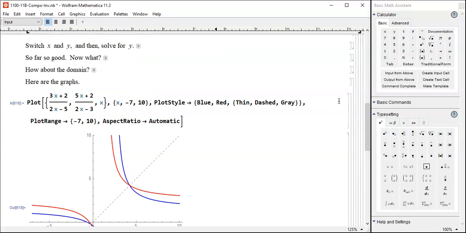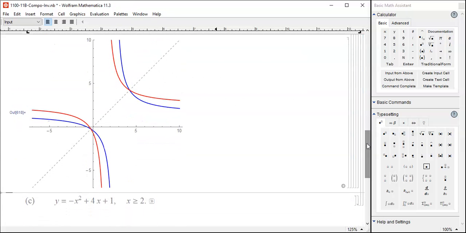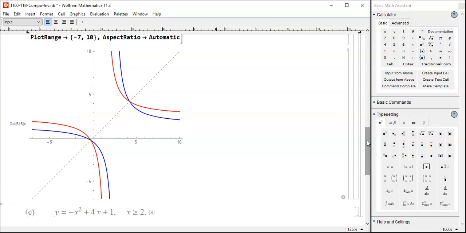How about the graph? Here, blue is the original, red is the inverse function, and please note the symmetry. Symmetry with respect to the principal diagonal. x goes to y, y comes back to x. That's why we are getting this symmetry with respect to the diagonal.